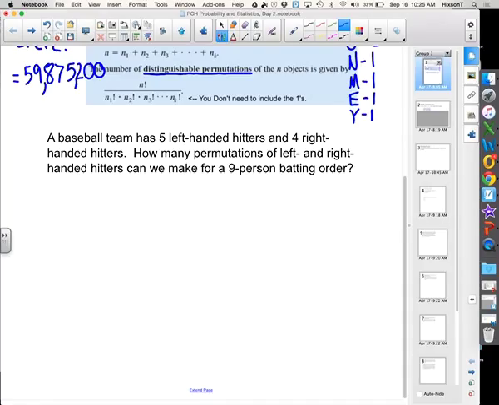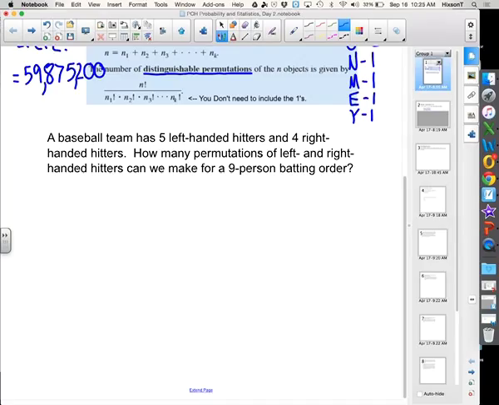So for a baseball team, when a coach or a manager is setting up his batting lineup, one thing they pay attention to is whether the batters bat left-handed or right-handed. So let's say that we have 9 people in the batting order, like we normally do. 5 of them are left-handed, and 4 of them are right-handed. How many different permutations can we have if we're just considering whether the batters are left-handed or right-handed? How would we set this up?